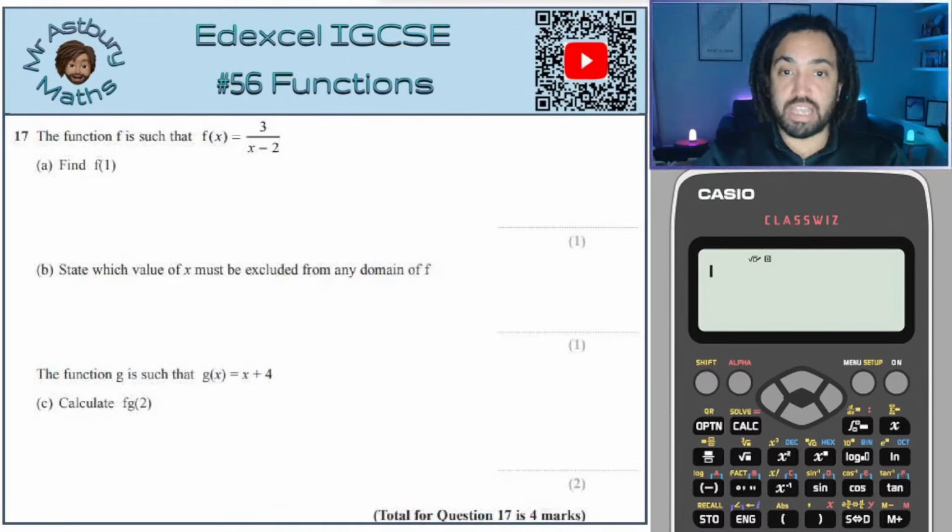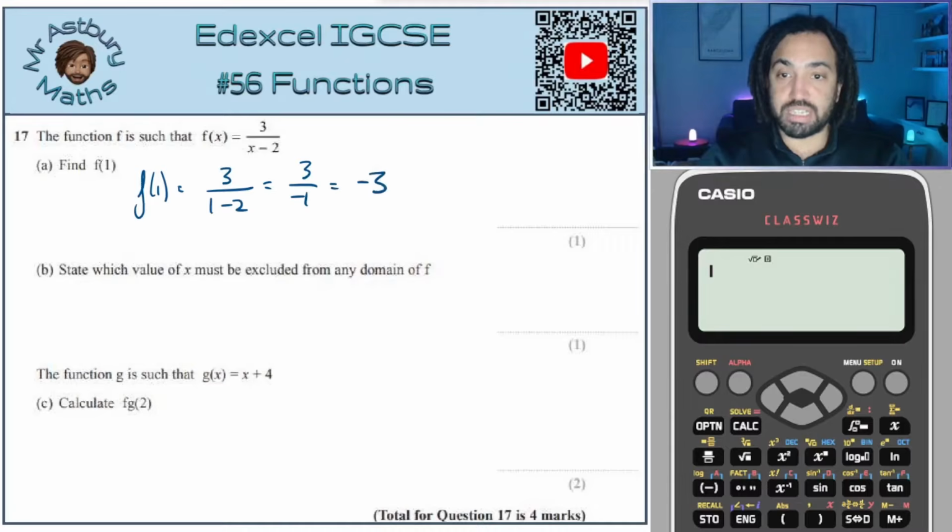First one is f of 1. So f of 1 means that we need to substitute 1 in for x. So I replace the x with a 1. This gives me 3 over negative 1, which is the same as negative 3. 1 mark. State which value of x must be excluded from any domain of f.